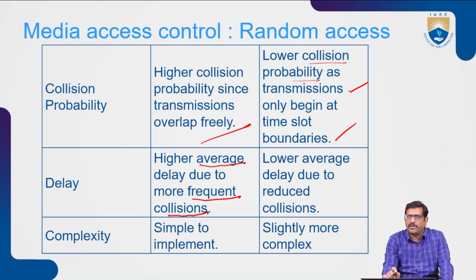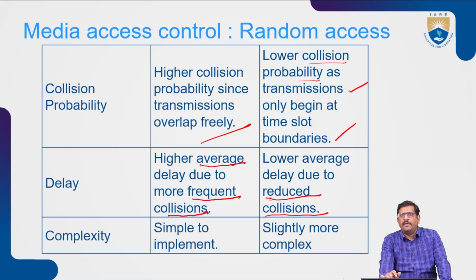If you take slotted Aloha, in terms of average, there is a much lower delay. The data transmission delay is very low due to the reduced collisions. That means in slotted Aloha, in up to 95% of the cases the collisions will be reduced. That's why the delay will be very low compared with pure Aloha.